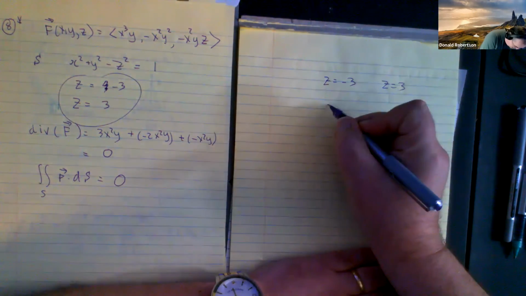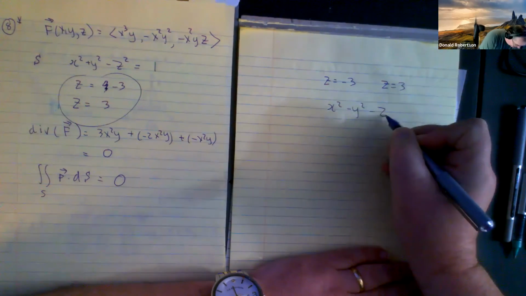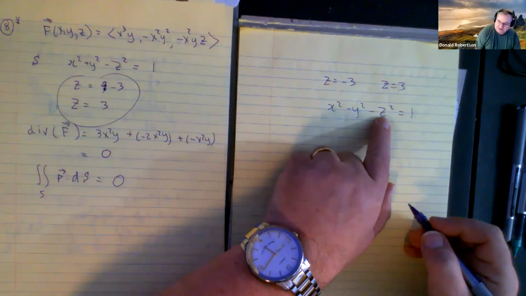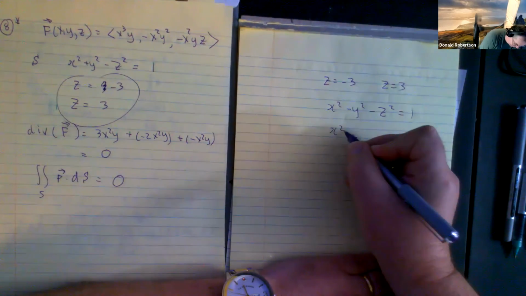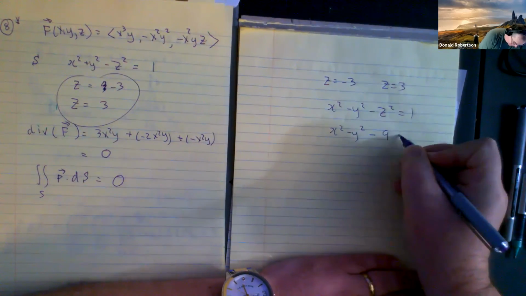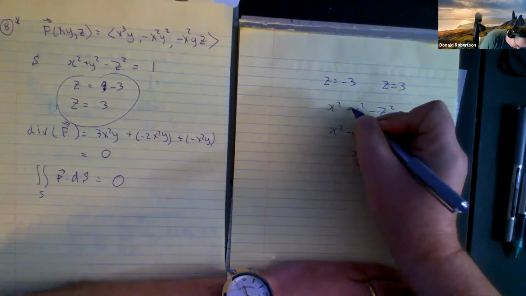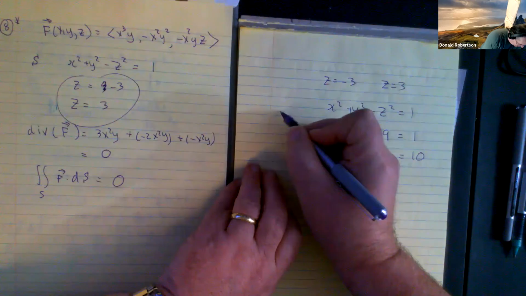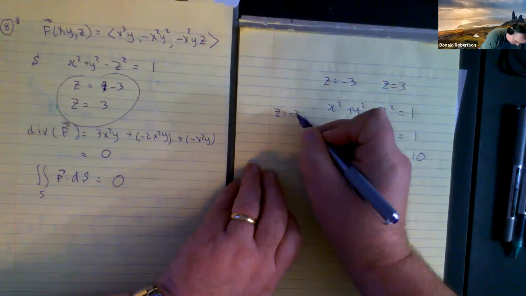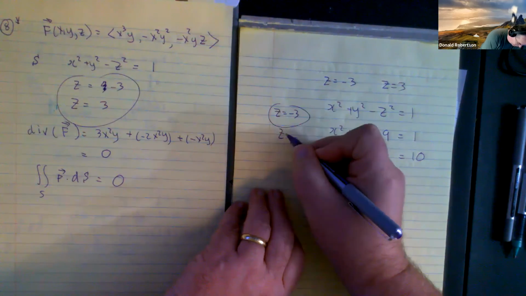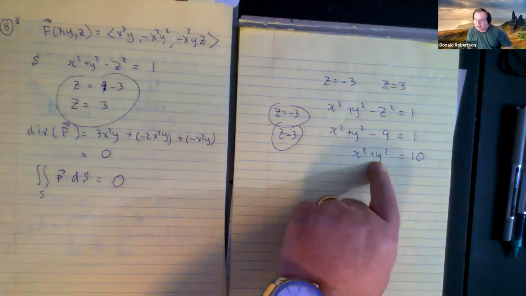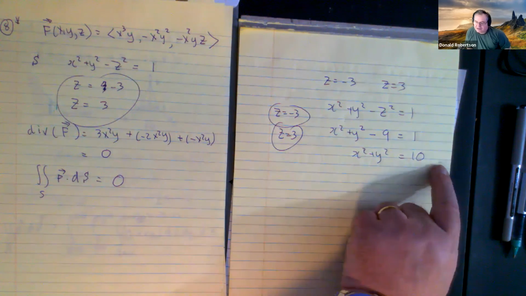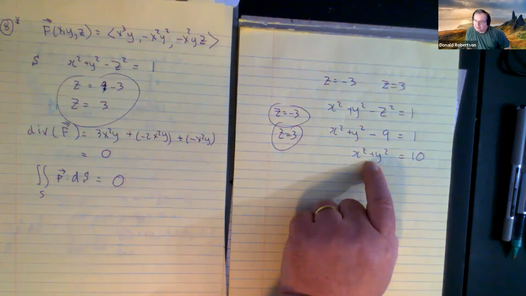So let's show you what's happening. I have this guy, right? If you plug Z equals 3 in here, you will get x squared minus y squared, take away 9 equals 1. And that, no, not negative plus, sorry. X squared plus y squared equals 10. And that's what you get when you plug in negative 3. Can you trust me that if you plug in Z equals 3, you still get the same guy? So far, so good. Now, is that a circle of radius root 10?